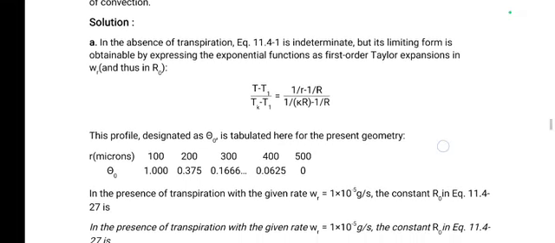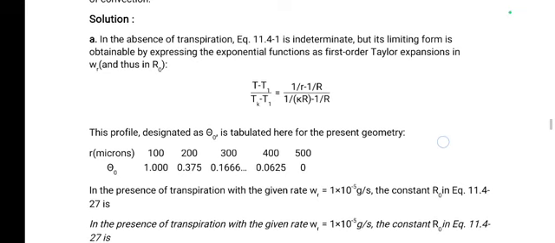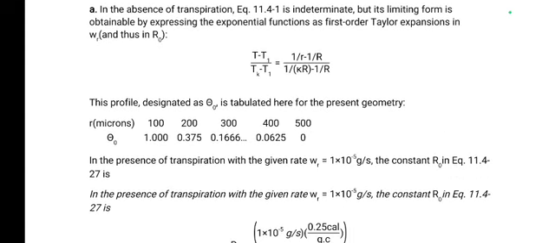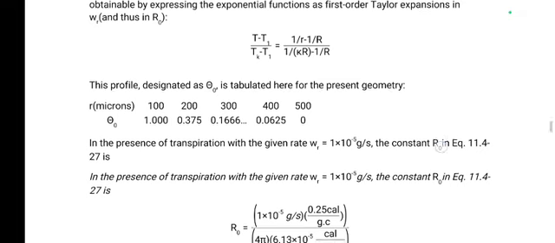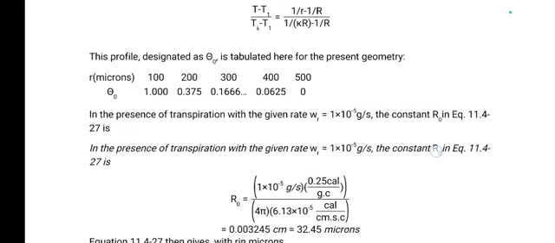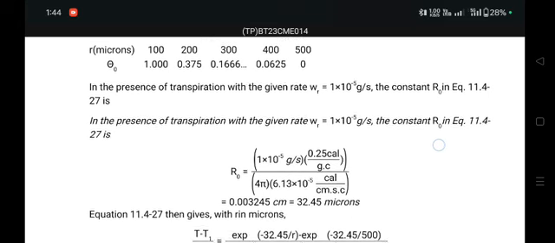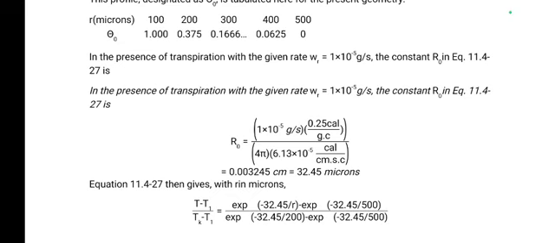Solution of A part. In the absence of transpiration, equation 11.4-1 is indeterminate, but its limiting form is obtained by expressing the exponential function as a first order Taylor expansion in WR and thus in R naught. (T minus T1) upon (Tk minus T1) equal to (1 by R minus 1 by R) upon (1 by Kr minus 1 by R). This profile, designated as theta naught, is tabulated here for the present geometry. This is the given table.